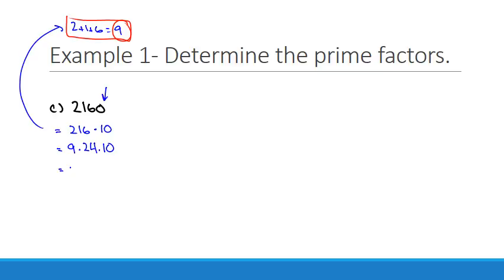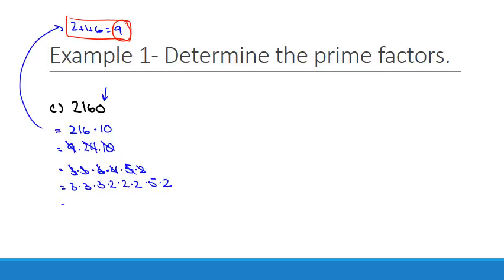So 9 is not prime, but I can factor it into primes. 24, I'm going to say 6 times 4. You could say 8 times 3. That's fine. In the end, we'll get the same numbers. 10, 5, and 2. All right, carry my primes. So boom, boom. This is now 3 times 3. This is 2 times 2, 5, and 2.